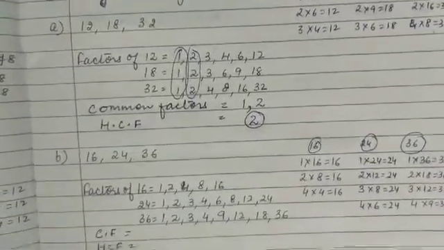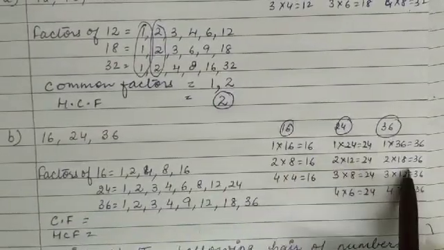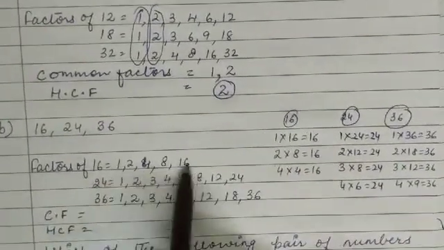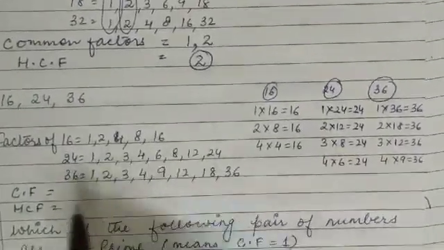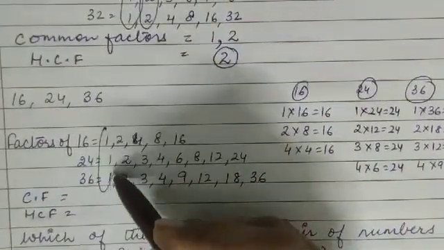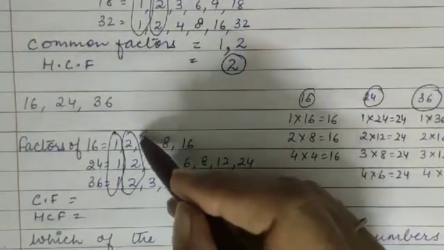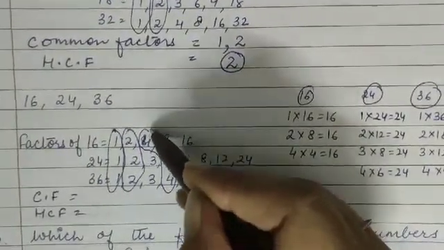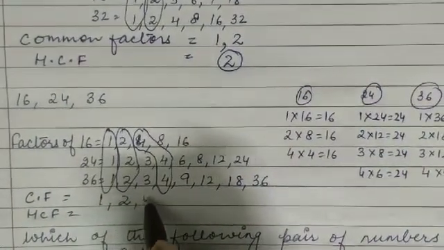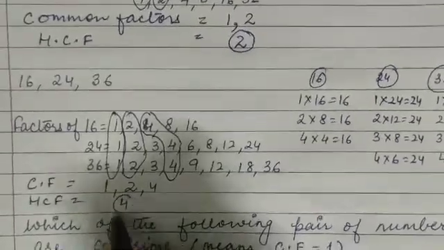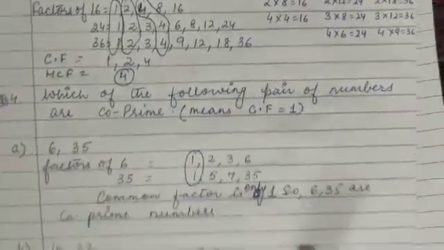The same method we will follow for the next question: 16, 24, 36. Factors of 16 are, factors of 24 are, factors of 36 are. Now the common factors are 1, 2 and then 4. So 1, 2 and 4. And which is the highest one? 4. Clear?